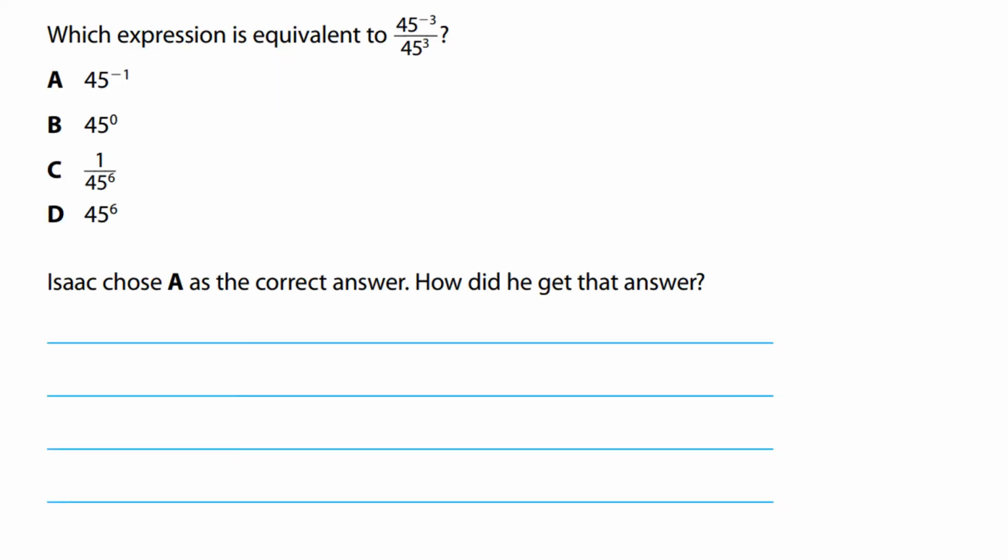For this next problem, it says which expression is equivalent to 45 to the negative 3rd divided by 45 to the 3rd. Since we are dividing, we would subtract those exponents, negative 3 minus 3, which would give us an answer of negative 6, meaning our answer would be 45 as our base number and a negative 6 for our exponent.